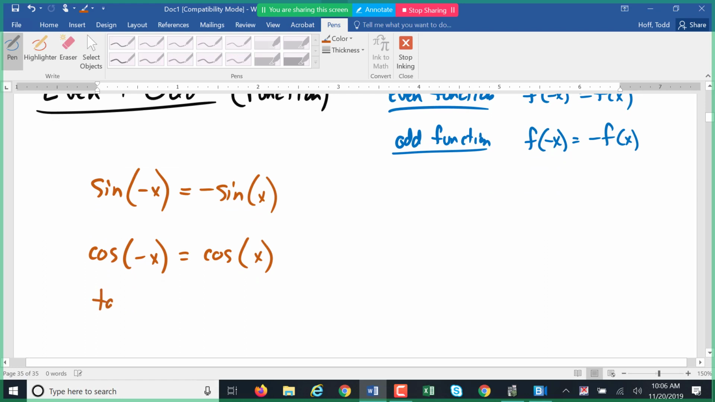Tangent of negative x is equal to negative tangent of x. Tangent's also an odd function. It's symmetrical about the origin.